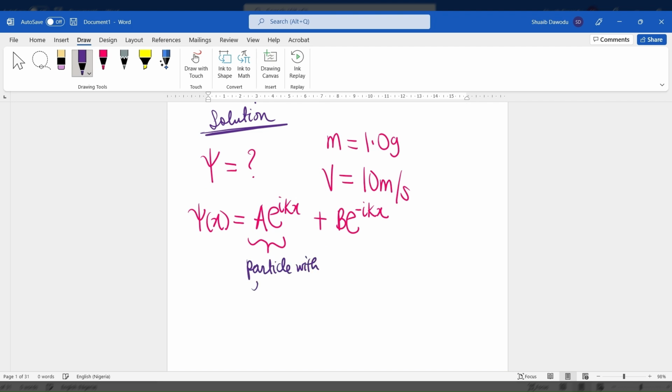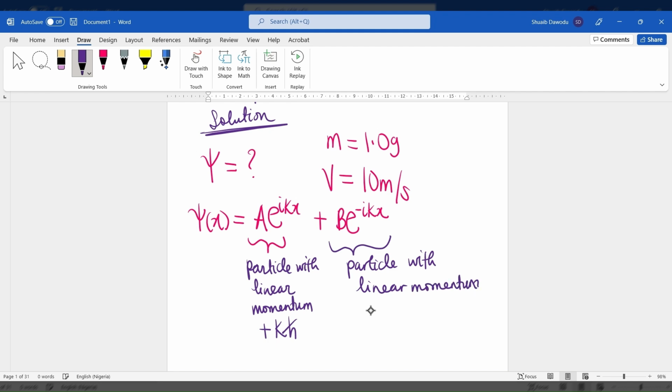the first term is the particle with linear momentum positive k h-bar, and the second is the particle with linear momentum negative k h-bar. Now you're going to be wondering, why did I write this?